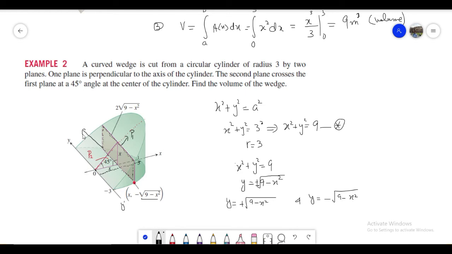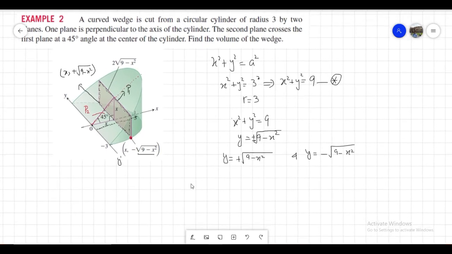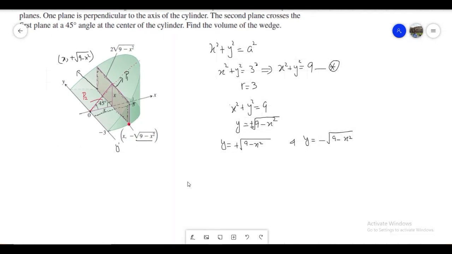is basically x comma plus root of 9 minus x squared. So basically we have to find the cross section in order to compute the volume of the solid, the volume of the wedge. So now let us work from the area of the cross section.